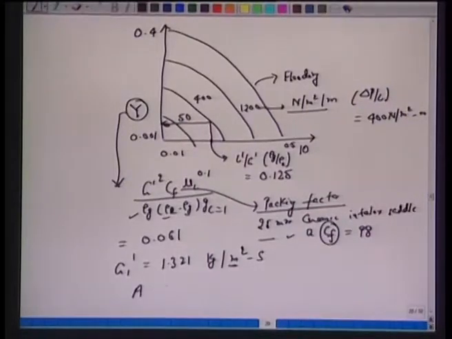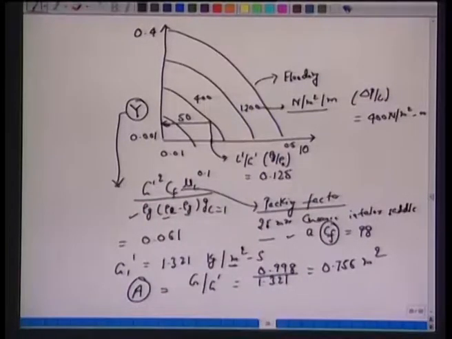Which means the cross sectional area of the column, A, is G over G prime, which is 0.998 over 1.321, to give you 0.756 meters square. So that's the cross sectional area, and based on this you get the diameter of the column as 0.98, or approximately 1 meter.